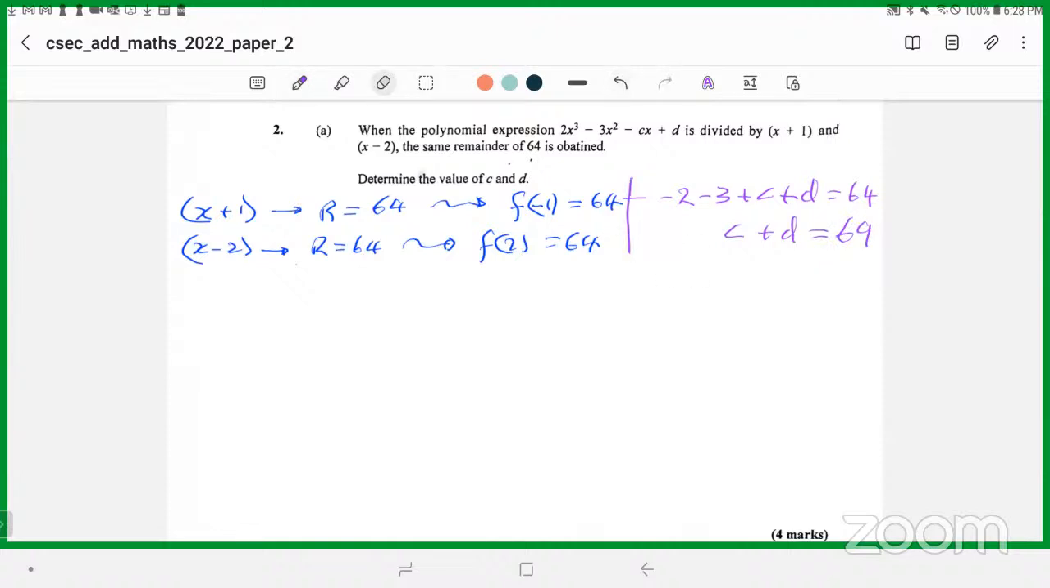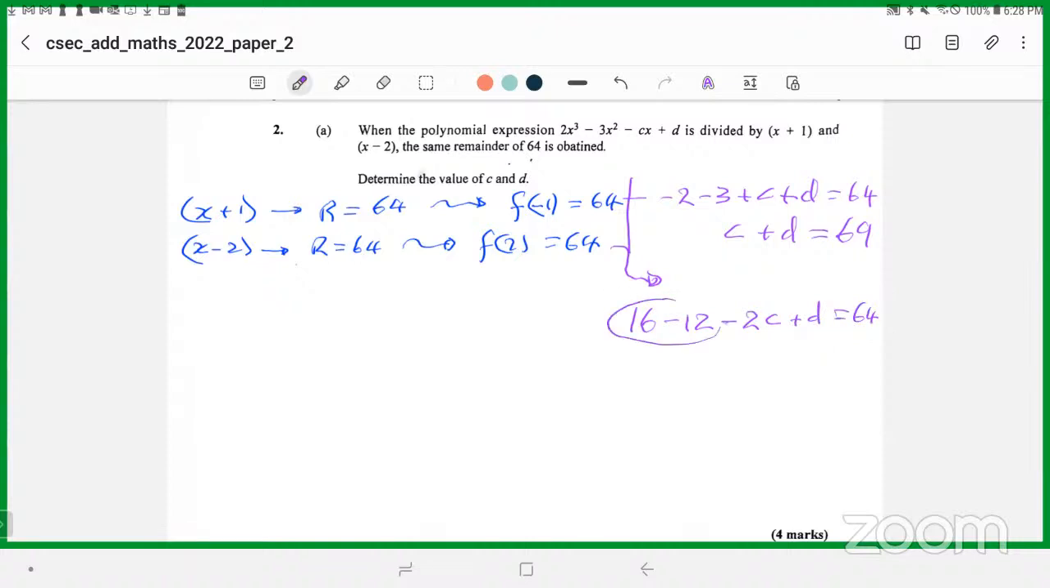All right. The second one I'm going to get from this. It is now substituting the 2 in here, in there, and in there. So the 2 in here is 2 cubed. 2 cubed is 8, 8 times 2 is 16. So this becomes 16. Then the 2 in here is 2 squared. 2 squared is 4. Then 4 times negative 3 is negative 12. Then 2 in here becomes 2 times negative c, which is negative 2c. Plus back the d. And that also is 64. And so that's our second equation.